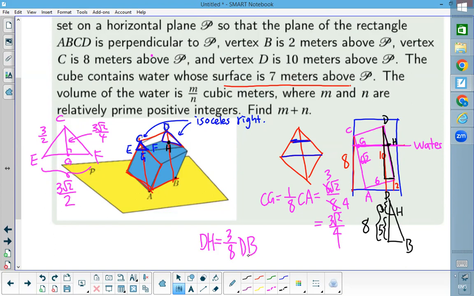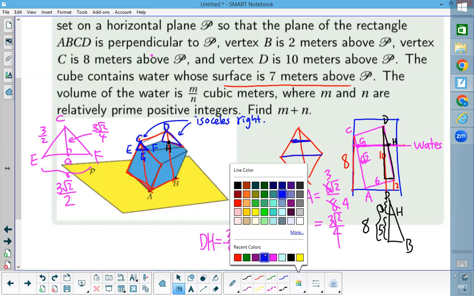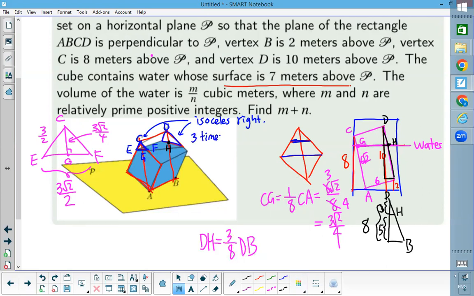So we have the length of DH is 3/8 of the length of DB, which is essentially equal to 3 times the length of CG, because we know that CG is 1/8 of CA. So you don't need to do everything again. Then you know that the triangle on the right side is similar and also 3 times the length of triangle CEF. That's crucial in this problem, knowing that it's 3 times the length.